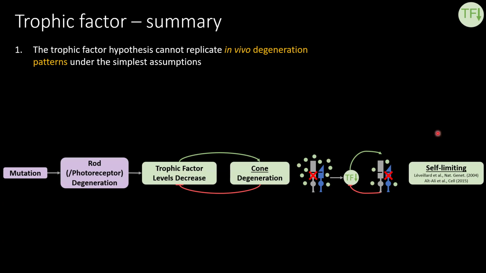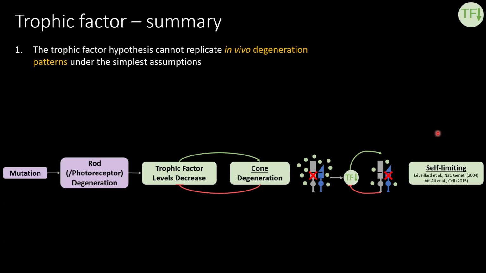I haven't got time to talk about it here, but I have then gone on to look at this hypothesis in a bit more detail and to think, would there be some conditions under more complex assumptions under which you could reproduce those patterns of degeneration? And there, what you can do is you can vary spatially the rate of mutation-induced rod loss, which is known to vary spatially in humans, or you can look at varying the critical threshold for trophic factor concentration. Which again may well vary spatially.